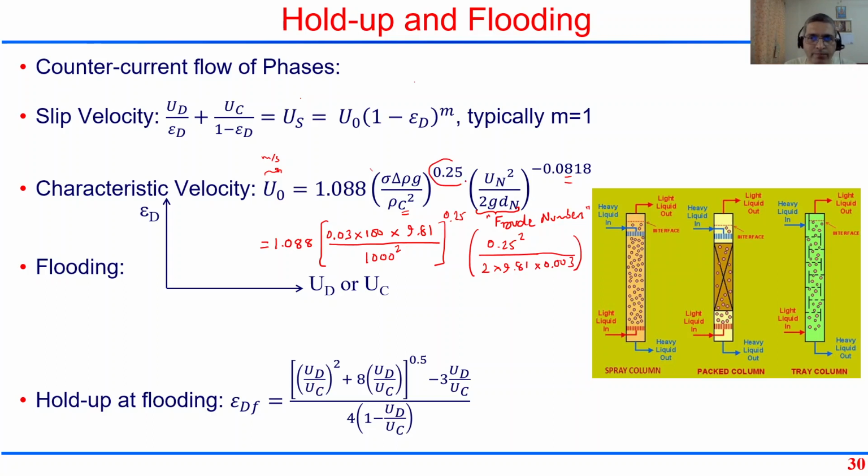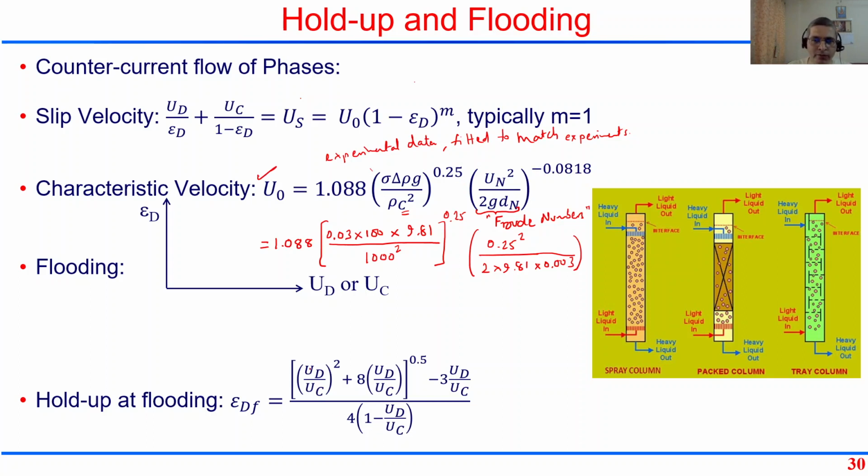These exponents and this constant are coming from experimental data. These are fitted to match experimental data. Somebody has done experiments in the past and fitted these constants to their experimental data. Okay, so that's how we can calculate this U0.